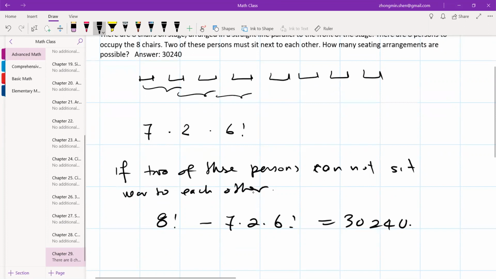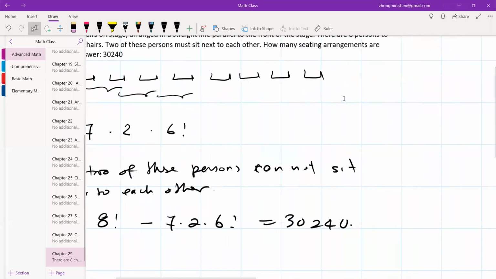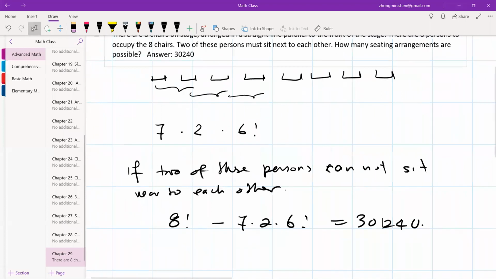All right, so they use subtraction. You cannot solve the problem directly because how do you make an arrangement? What is the first step we can do to guarantee the two persons do not sit next to each other? It's hard, it's so complicated. So what they do is much easier: find the arrangements so that the two sit together.